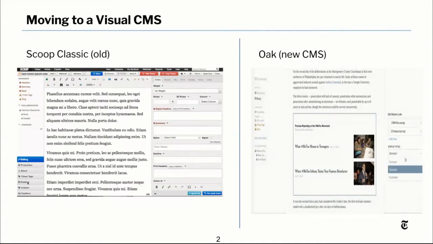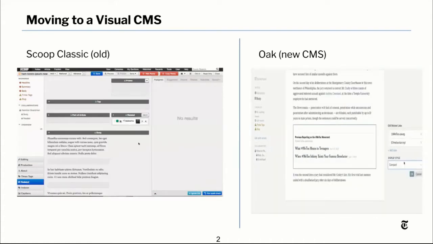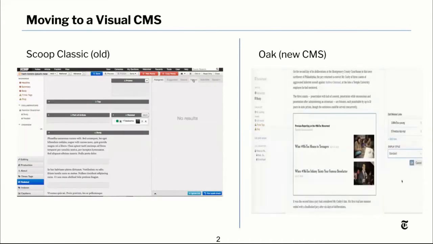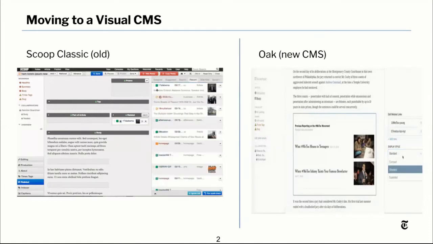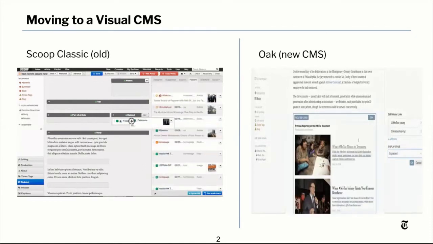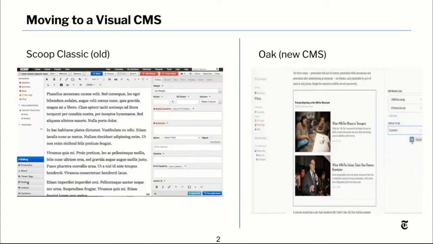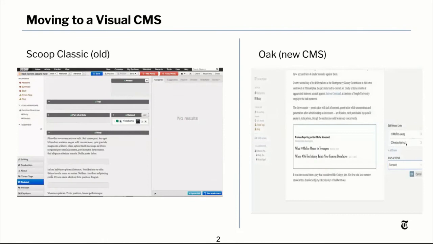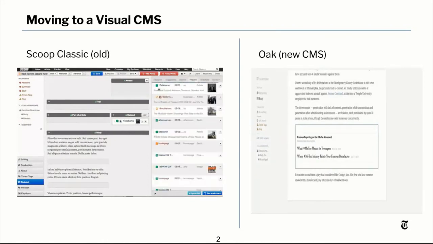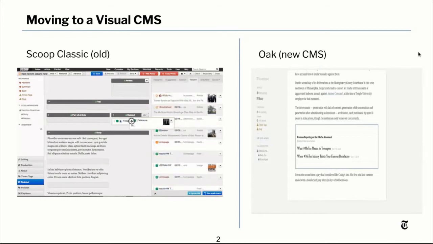The example here compares how you would add related links. These are links that are embedded in a story that take you to more coverage. This is just to give you an example of the difference. On the left is how you would add related links in the old system, and on the right is what it would look like in the new system. In the old system, you have to navigate through multiple tabs. You have to know where to go. You have to have previously searched an asset to know how to find it.